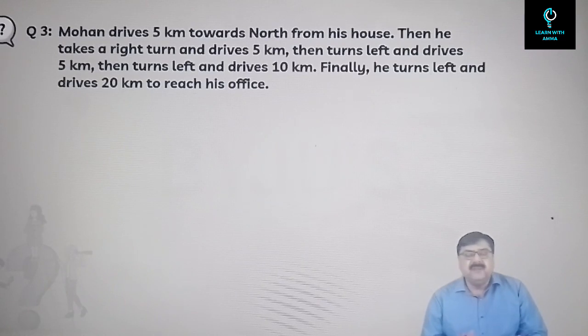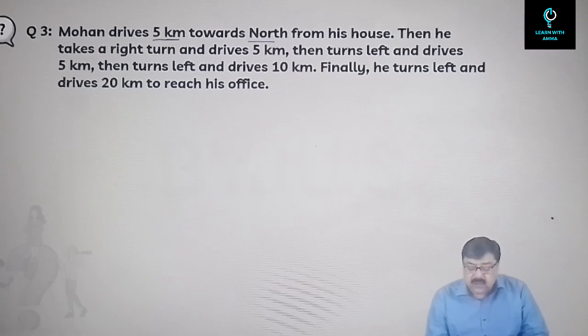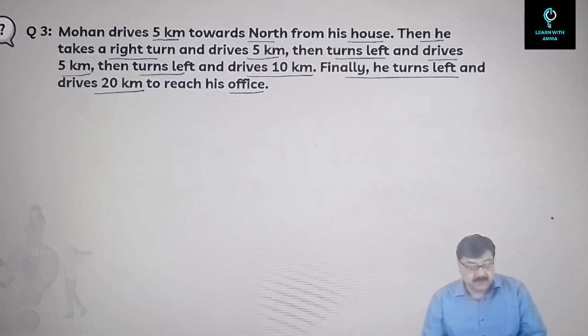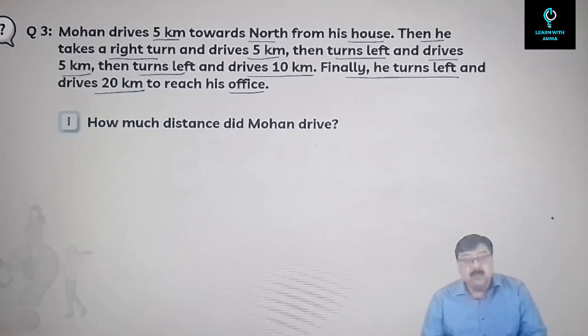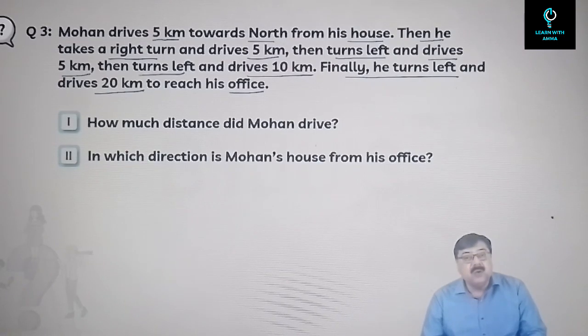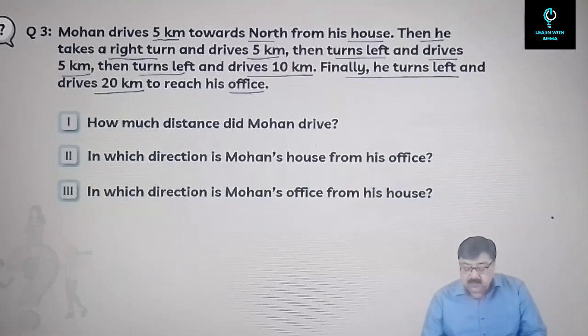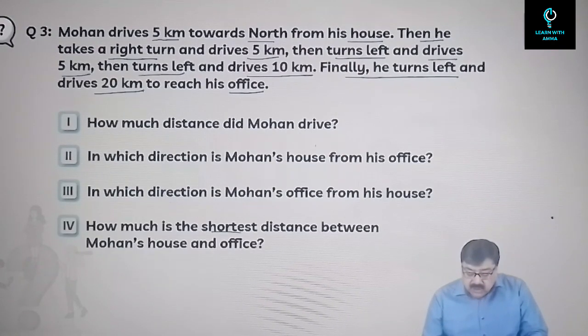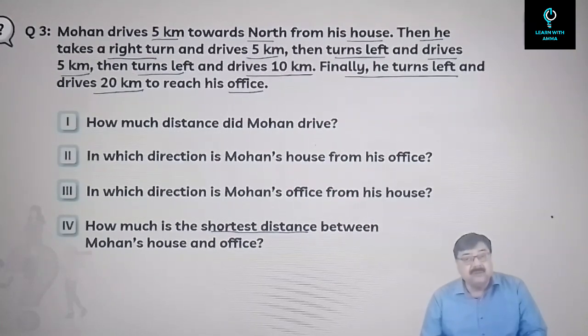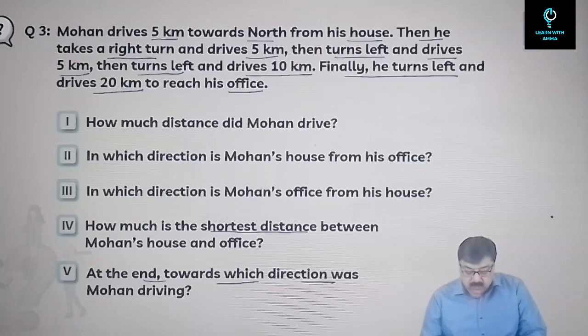Now this is a set of instructions which is given to you for 5 questions actually. Mohan drives 5 kilometers towards north from his house. Then he takes a right turn and drives 5 kilometers. Then turns left and drives 5 kilometers. Then turns left and drives 10 kilometers. Finally, he turns left and drives 20 kilometers to reach his office. Now the questions are: how much distance did Mohan drive? In which direction is Mohan's house from his office? In which direction is Mohan's office, the destination, from his house, that is the initial position? How much is the shortest distance between Mohan's house and office? At the end, towards which direction was Mohan driving?